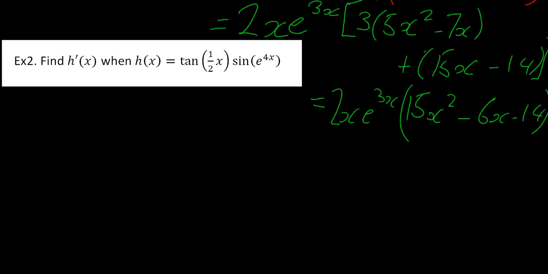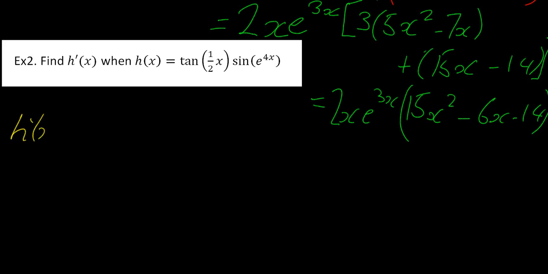Okay, so I'll just use a different color here just to make sure we're on a different problem. Okay, so find the derivative of our function h when h is equal to this over here. Now, when you're faced with two trig functions multiplied by each other, it's quite clear that it's a product rule problem. So over here, the only difference is that it's in function notation.